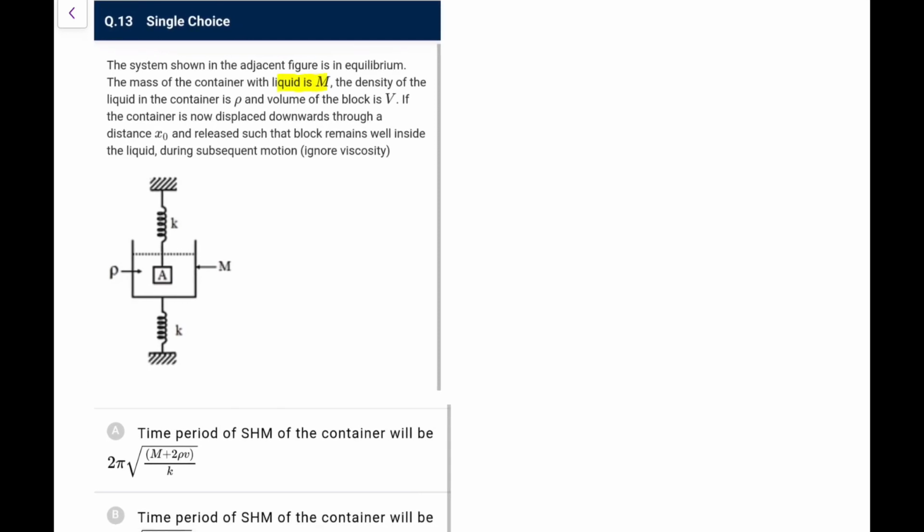Okay, the density of the liquid in the container is rho, volume of the block is v. If the container is now displaced downwards through a distance x0 and released such that the block remains well inside the liquid during subsequent motion, the time period of SHM of the container will be.